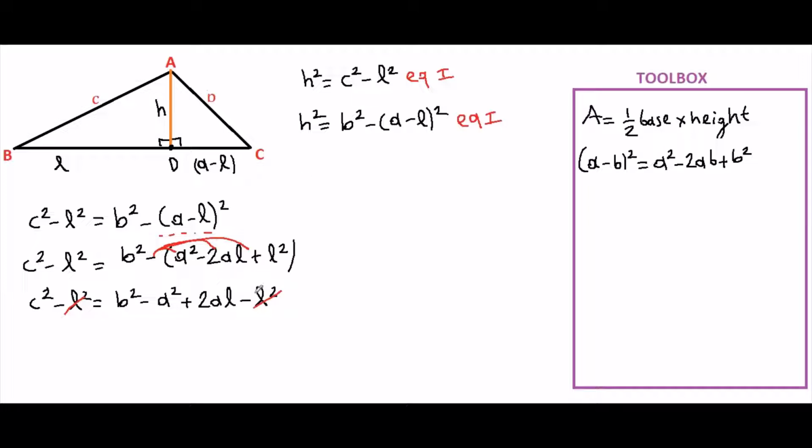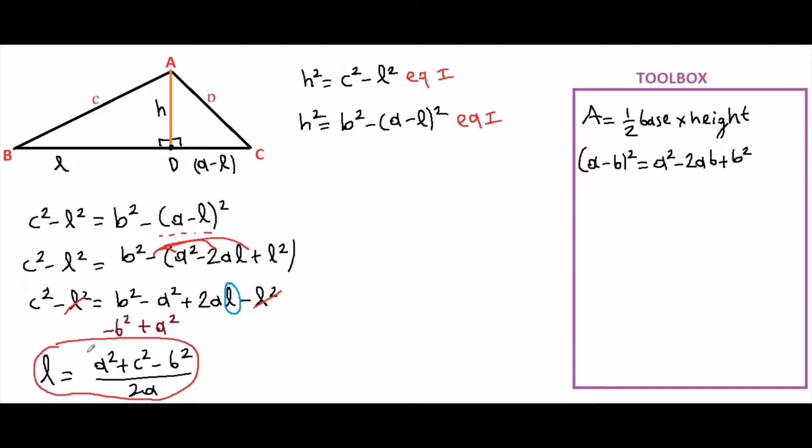Now we're going to solve for L. So we can add a squared and subtract b squared on both sides, and then divide by 2a. What we obtain is L equals (a squared plus c squared minus b squared) over 2a. Now we know L in terms of a, b, and c.